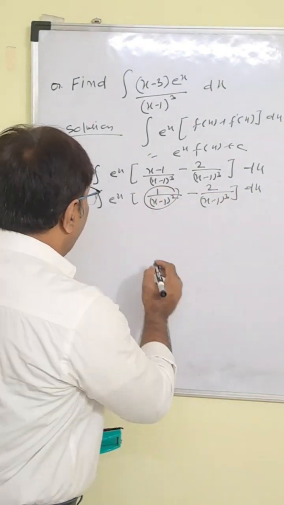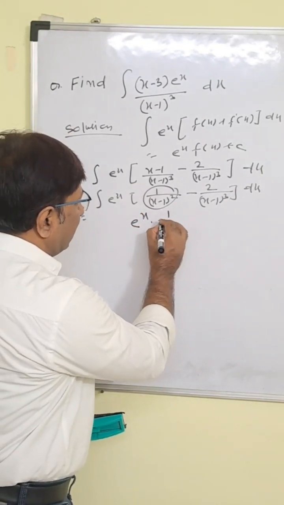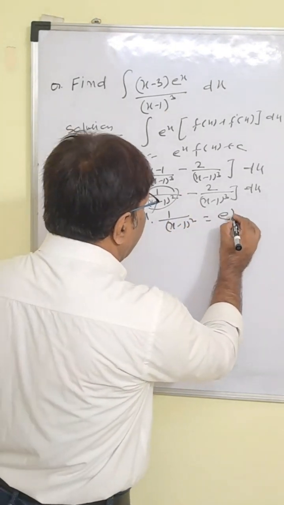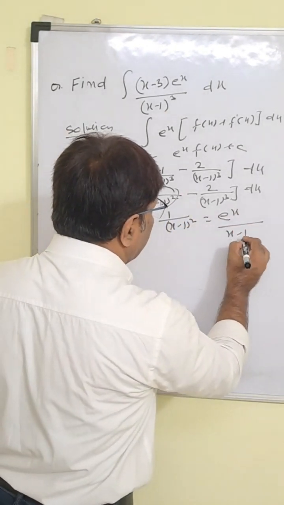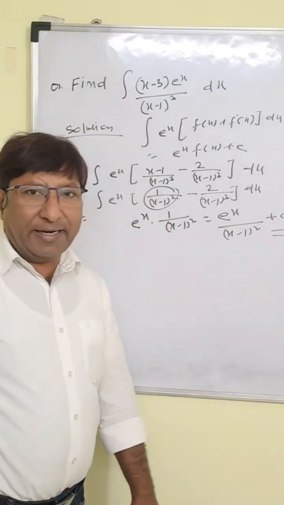This function. So our direct answer will be e^x into the function. So the function is 1 upon (x minus 1) whole square. So the right answer is e^x upon (x minus 1) whole square plus c. This is our correct answer.